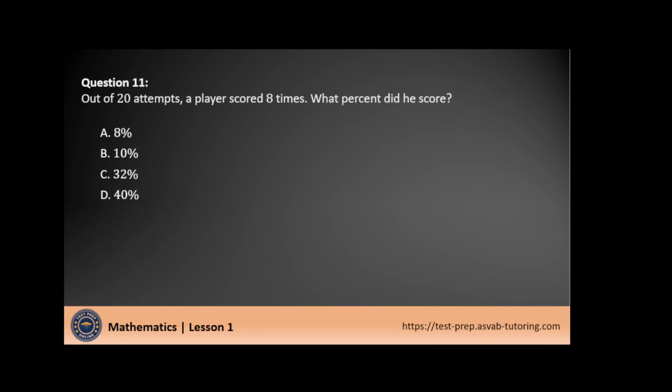Question 11. Out of 20 attempts, a player scored 8 times. What percent did he score? So this question is asking us to compare the number of times he scored to the number of times he attempted to score. So we'll write that as scored over attempts.